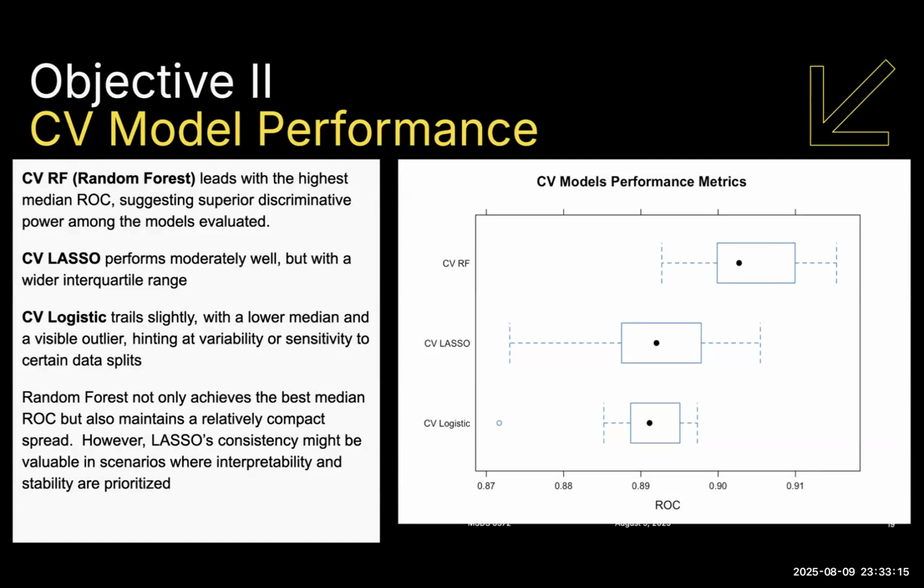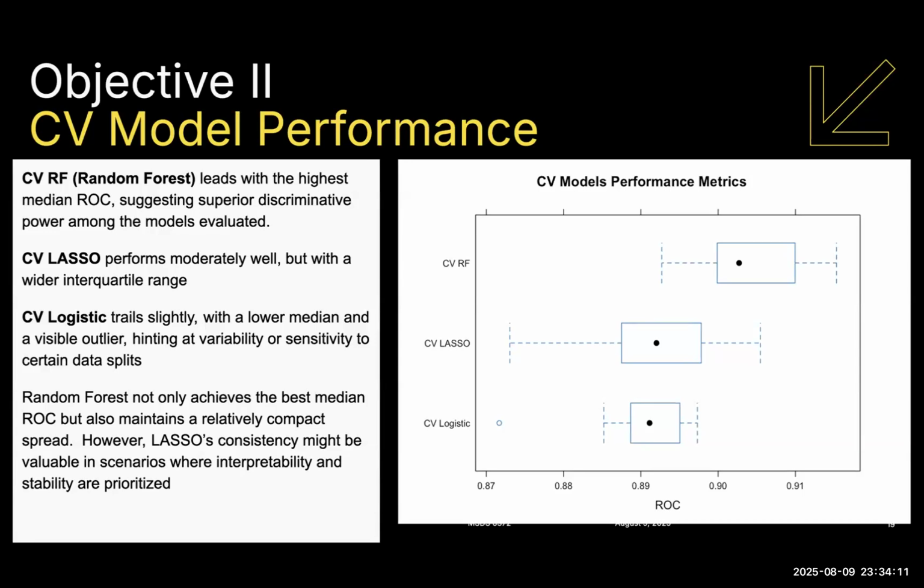And so moving on, like we said before, we want to compare side by side our cross-validation models' performance metrics. From the look of things, the cross-validation random forest performed better, with the highest median, as you can see. The cross-validation lasso performed next, and the cross-validation logistic regression was the third. But we want to pay particular attention to the wider interquartile range for CV lasso, because this shows that it's more consistent, and is valuable for scenarios where we are looking for interpretability and stability. So we want to pay attention to that.